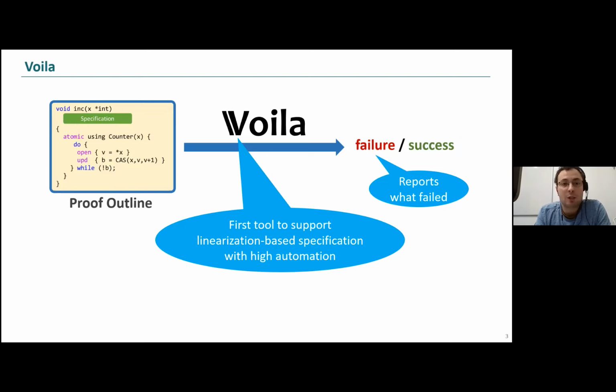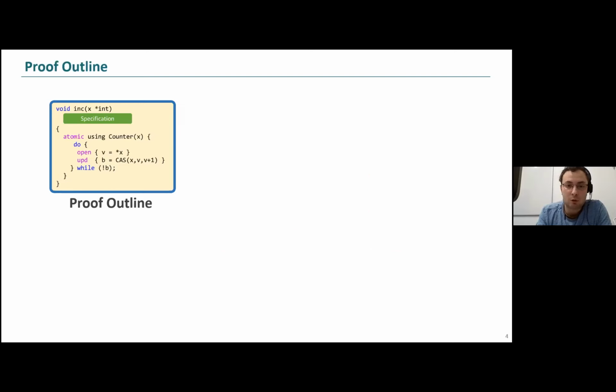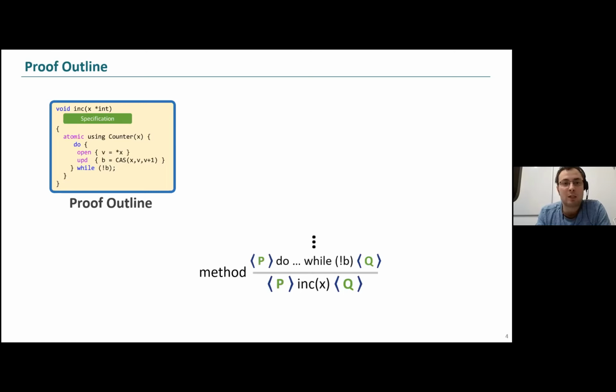It is worth mentioning that Voila, to our knowledge, is the first tool to support linearization-based specification with a high degree of automation. Good. For the biggest part of the talk, I will illustrate our techniques that enable the verification of proof outlines. For that, first, we should understand a bit better what a proof outline actually is.